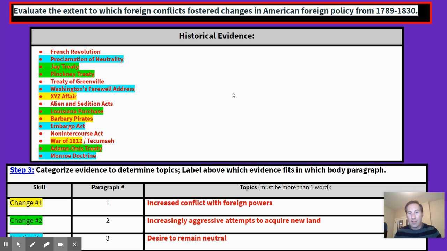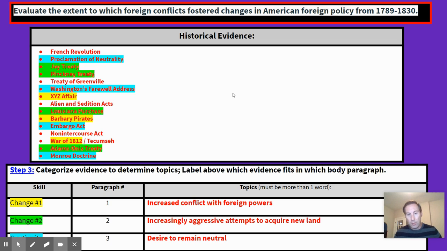Another change could be increasingly aggressive attempts to acquire new land. Over time, America is doing more extreme things to get new territory, from negotiating for territory in Jay's Treaty, to buying territory with the Louisiana Purchase, and then in the Adams-Onis Treaty, we got Florida after Andrew Jackson was going into Florida and attacking Native Americans who were also attacking the United States. There are actually aggressive actions being taken to secure control of Florida. So things are becoming more aggressive, and that might fit with a change.